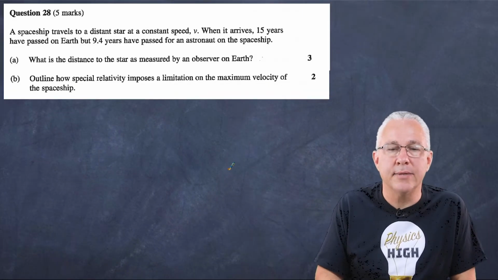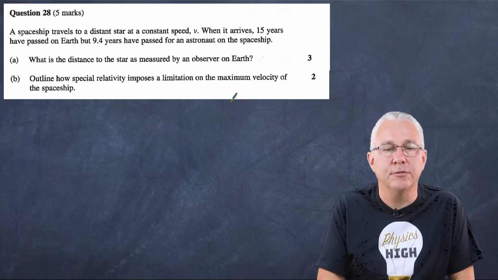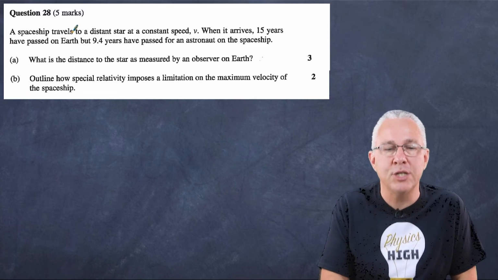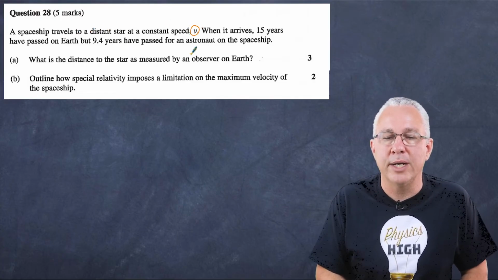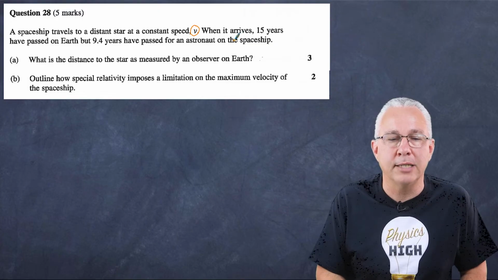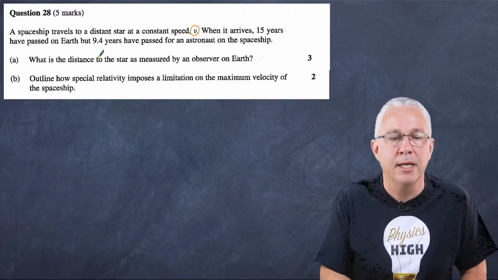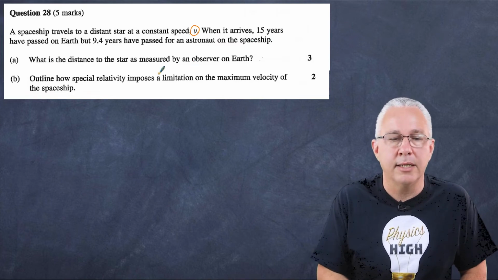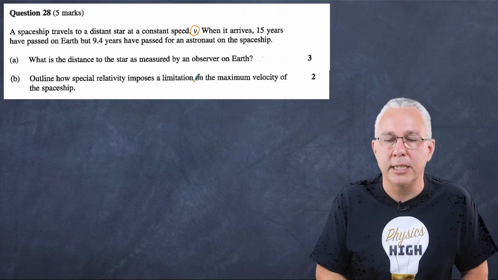Question 28. Now this is a 5-mark question, so we're starting to get a little bit more involved. A spaceship travels to a distant star at a constant speed v. When it arrives, 15 years later have passed on Earth, but 9.4 years have passed for an astronaut on the spaceship. What is the distance? And then outline how special relativity imposes a limitation on the maximum velocity of the spaceship.